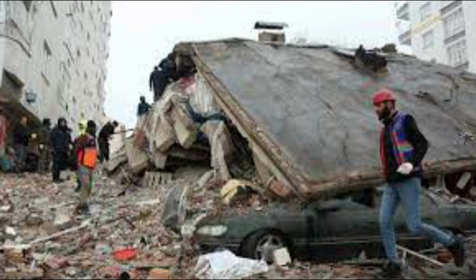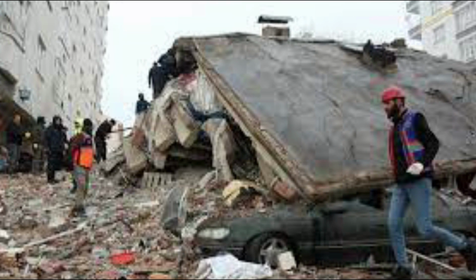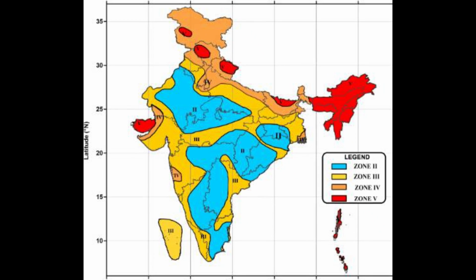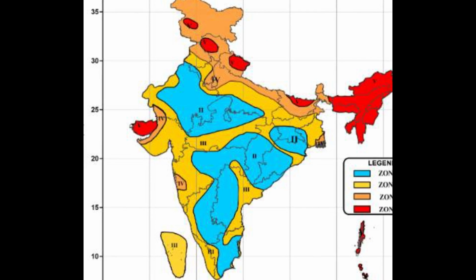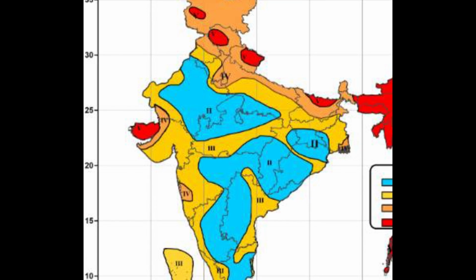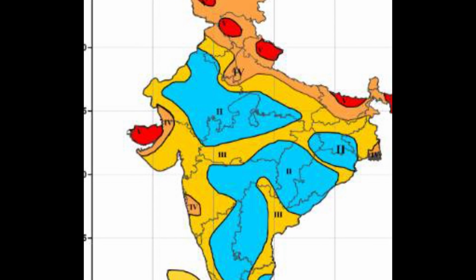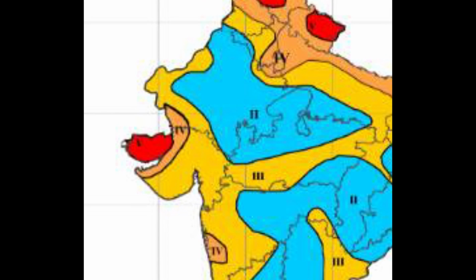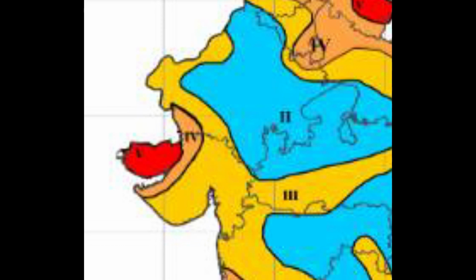3. Kutch and Saurashtra region. This zone covers the western part of India, including the state of Gujarat. The region is located near the intersection of the Indian, Arabian, and Eurasian tectonic plates, which has resulted in several major earthquakes over the years. The most devastating earthquake in recent history, the Bhuj earthquake of 2001, occurred in this region.